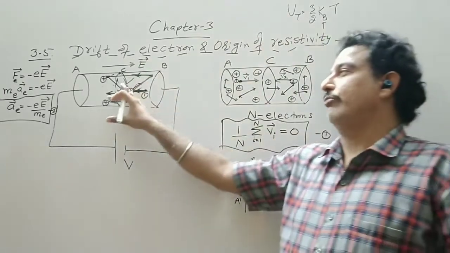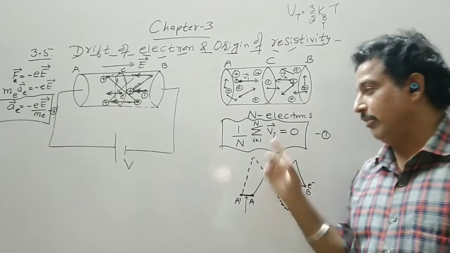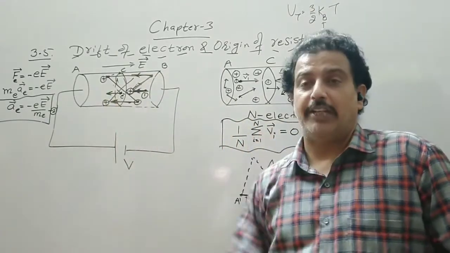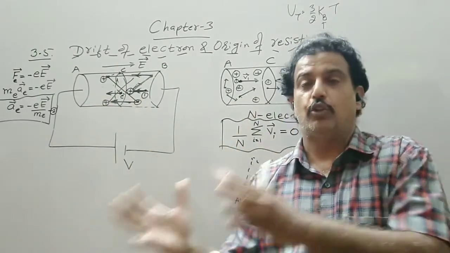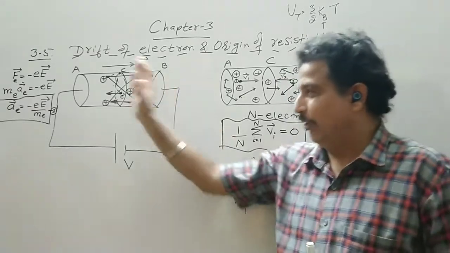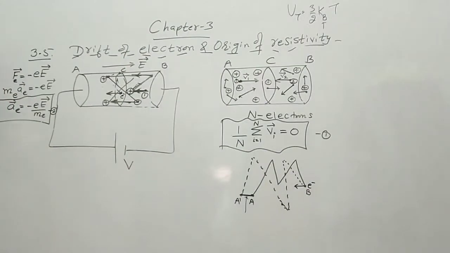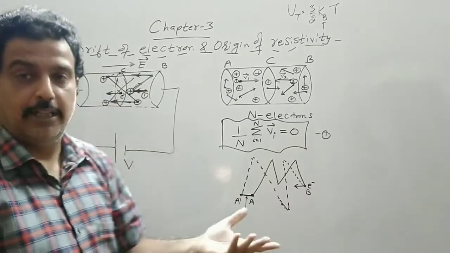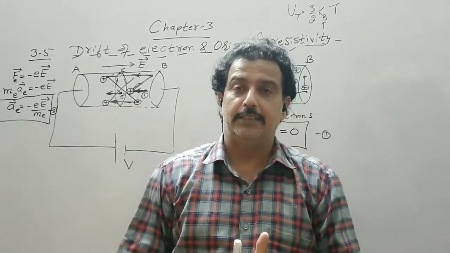So in the presence of the field, the first concept says all the electrons are accelerating. We will come to their velocities also. Now this is called drift of electrons. Electrons are drifting from one cross section to another, or from one end to another. So in the presence of the field, all the electrons are accelerated by this value. Accelerating means their speed is increasing. Now as their speed increases, their kinetic energy increases.